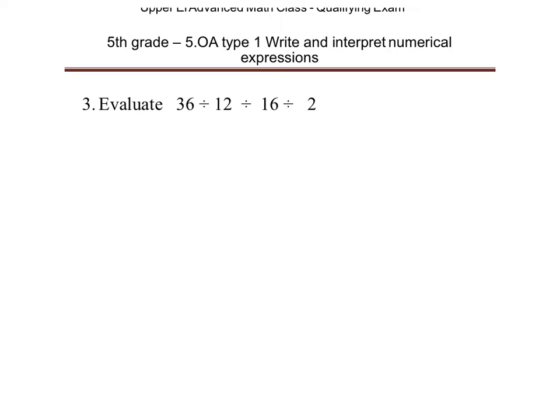Okay, so for our third problem, we're going to evaluate. So we're going to also try and get this down to a single number, if we can. And what are we going to do? Well, we see everything is division, so we're going to work from left to right. When the operations are of equal power, just as multiplication and division are, and these are all division, we go from left to right.